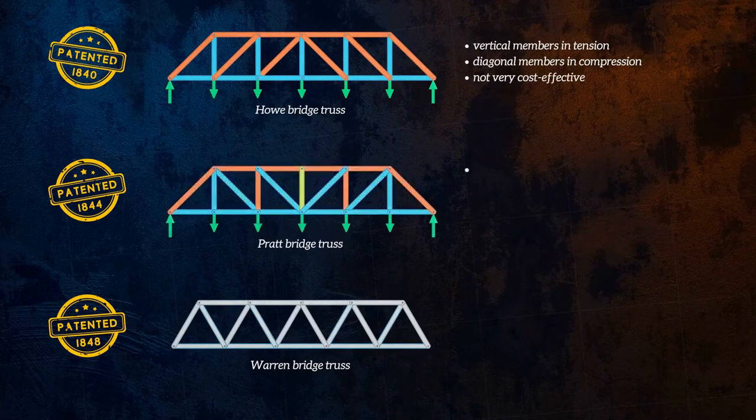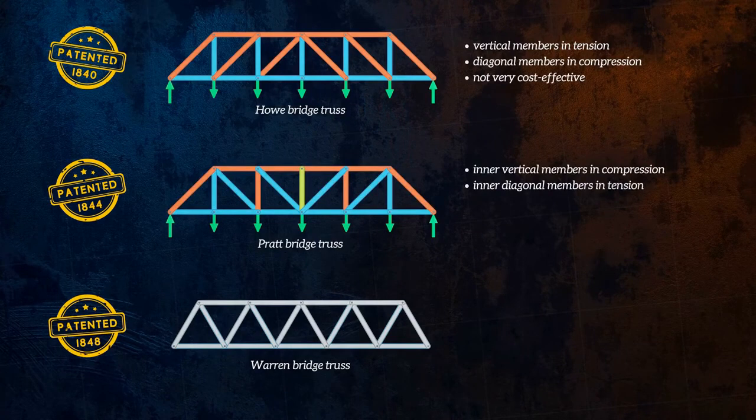Its vertical members are mostly in compression, and its inner diagonal members are in tension. This is more cost effective than the Howe truss, since the longer diagonal members can be thinner. Longer members are also more susceptible to buckling under compressive loading than shorter ones, so it's a good idea for long members to be in tension.